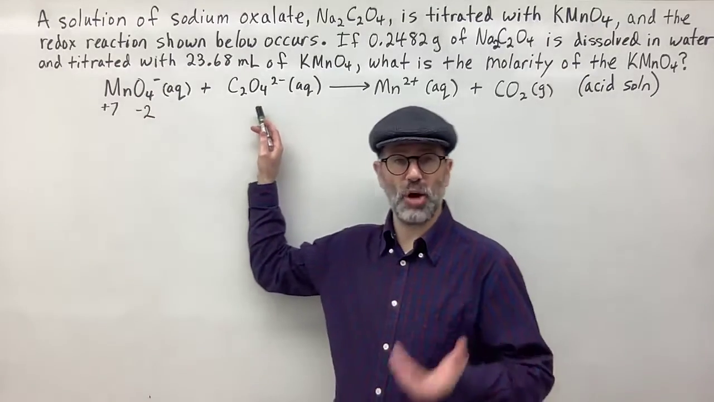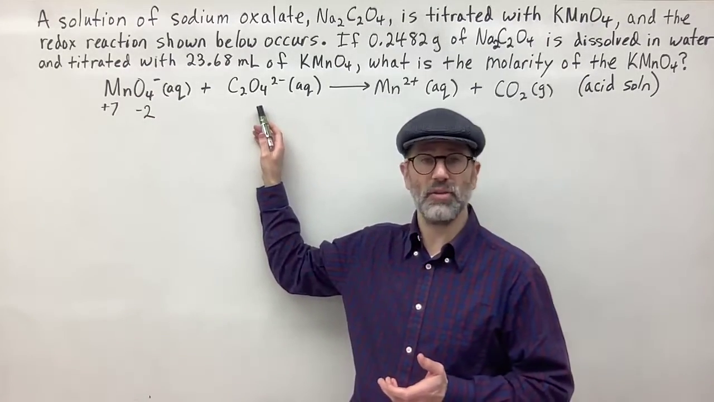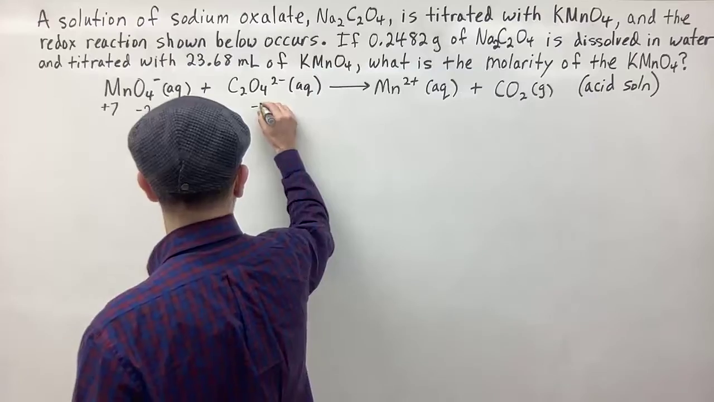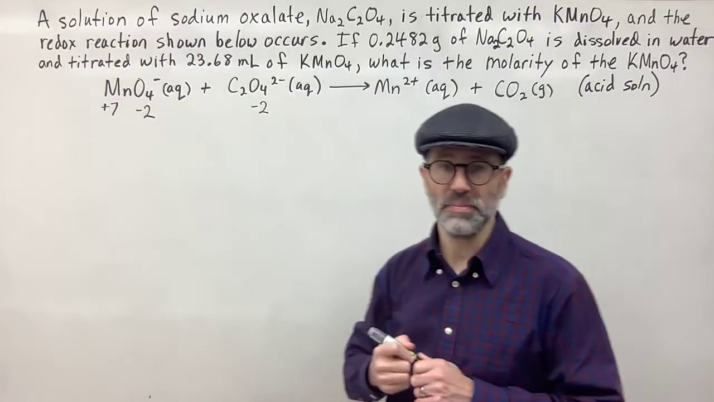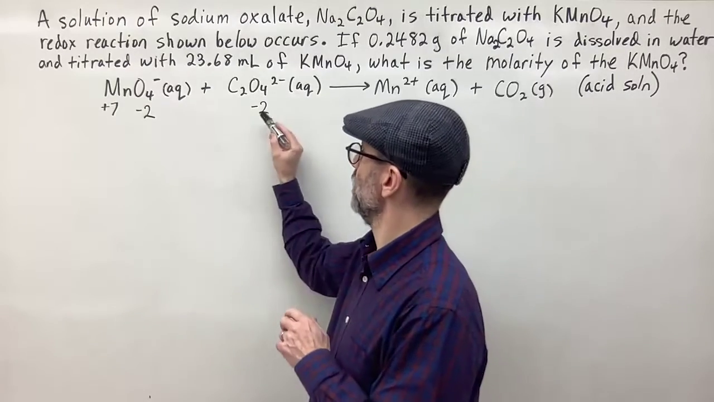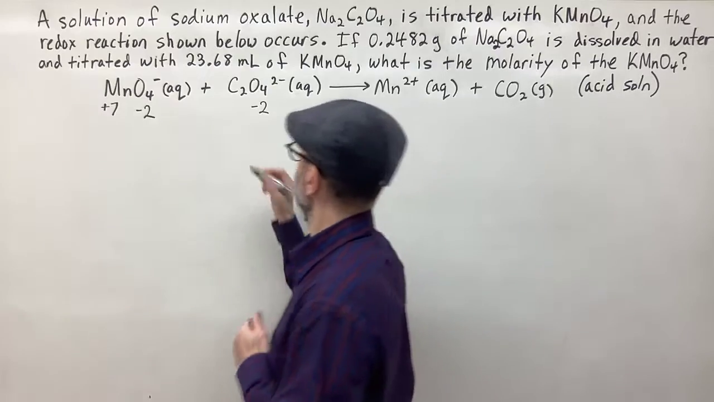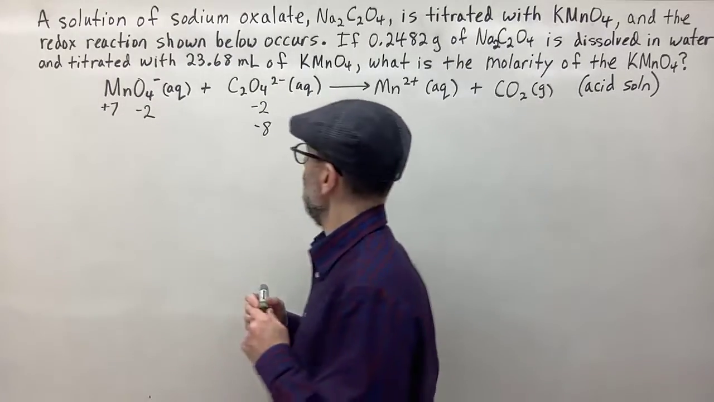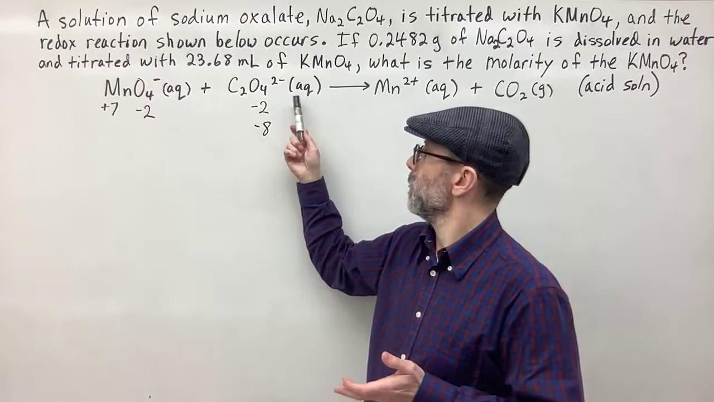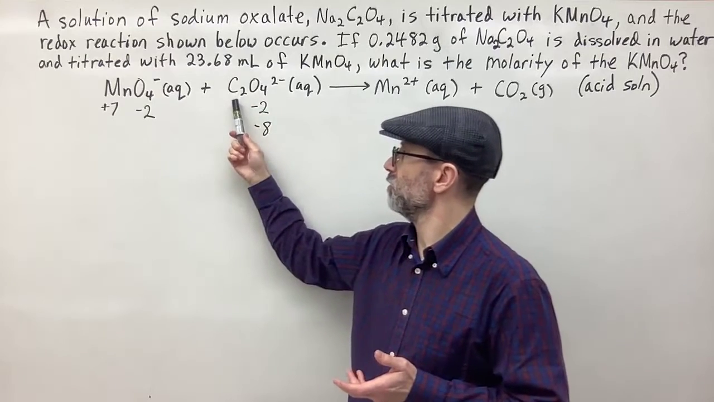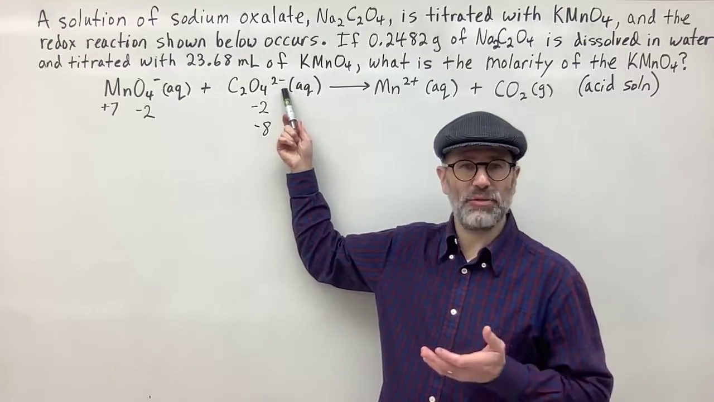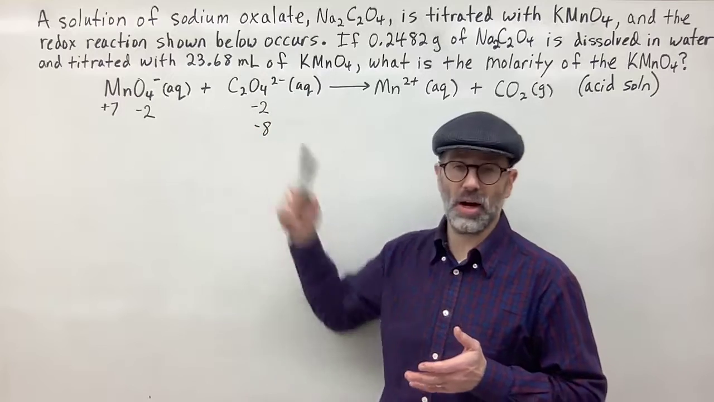Here, same thing. Start with the oxygen. Oxygen takes precedence. So again, we'll give oxygen a -2 oxidation state. Again, we have 4 oxygens, so -2 times 4 gives us -8 again. And again, we have a 2 minus charge on our oxalate ion. And so whatever the carbon is, the total has to be such that we get a 2 minus charge on our ion here.